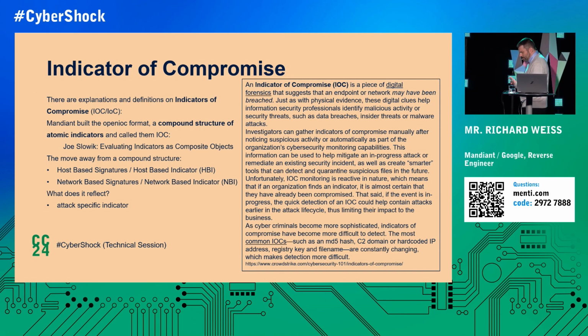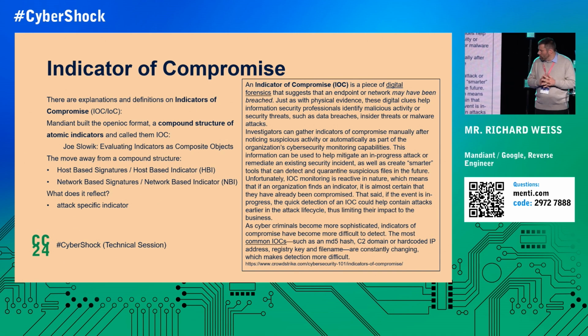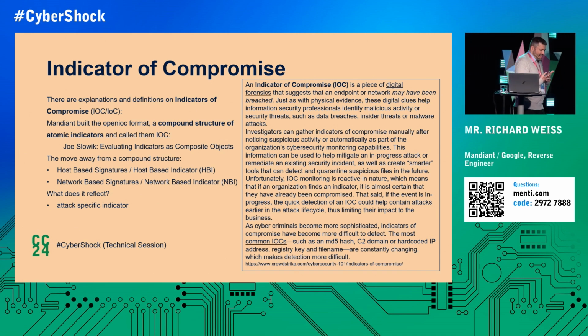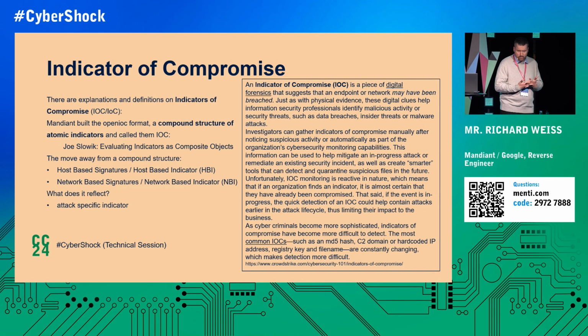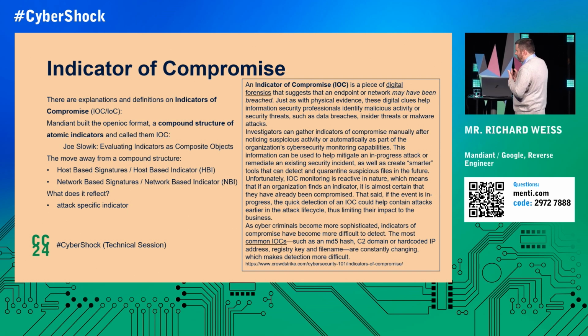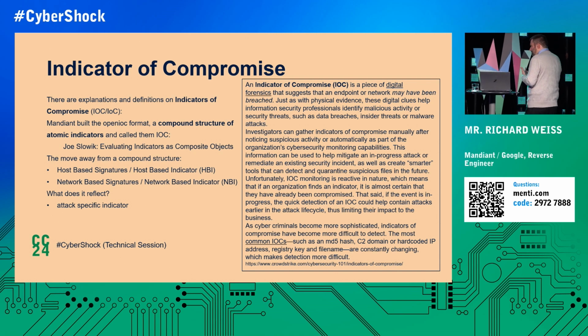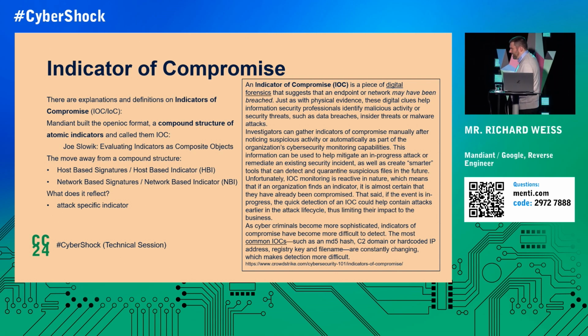Then, what is an indicator of compromise? You will see common IOCs, such as cryptographic hashes like MD5, SHA-1, SHA-256. So I was really interested in how those indicators match nowadays to certain attacks.